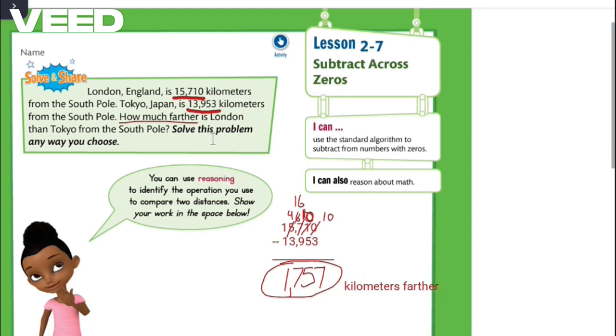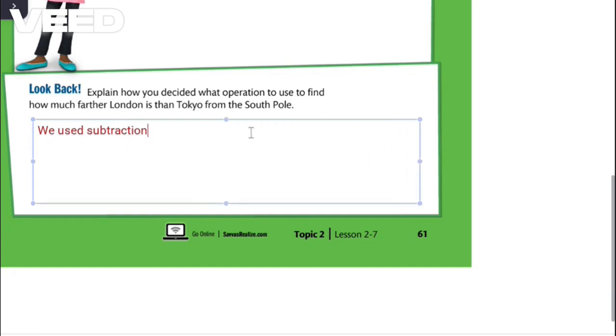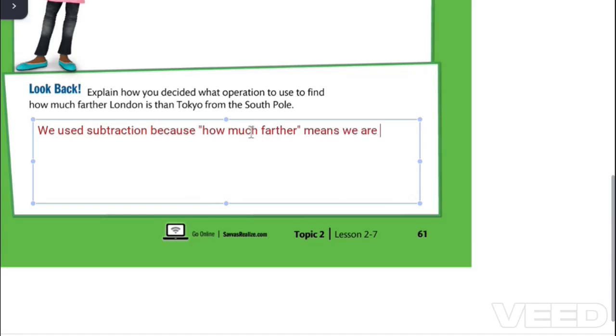All right, let's go ahead and scroll down. Okay, look back. It says, explain how you decided what operation to use to find how much farther London is than Tokyo from the South Pole. And the operation we used was subtraction, right? And why did we use subtraction? Because how much farther means we are looking for a difference.